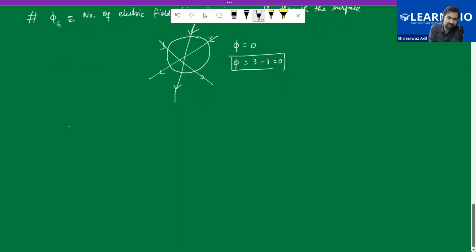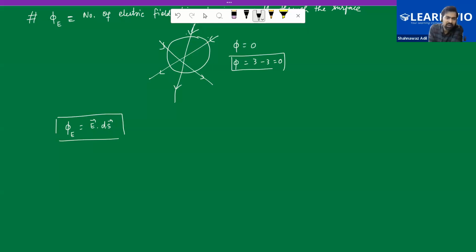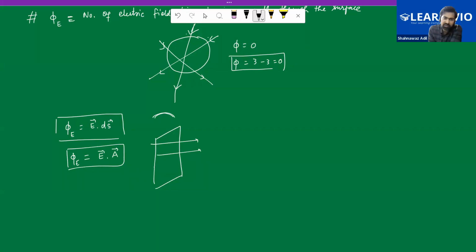And as you say, there is another formula which is E dot dS, right? So this is for a small or curved surface. But if we have a plane surface, this is simply E dot A. Plane surface meaning that let's say we have this kind of surface. So this is a plane surface. Then for this surface, the flux is simply E dot A.